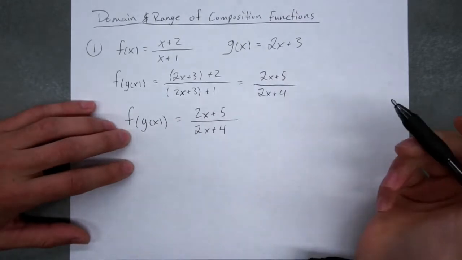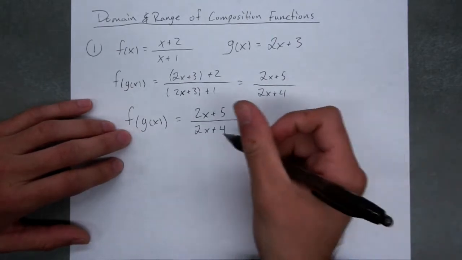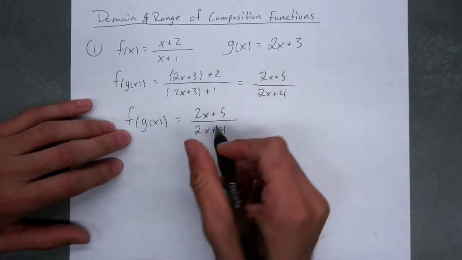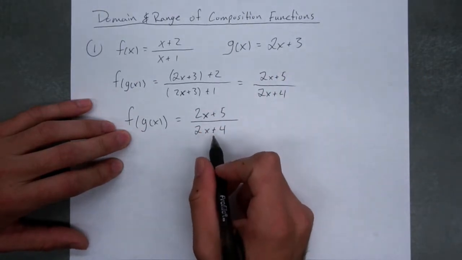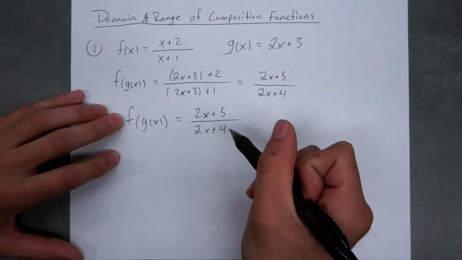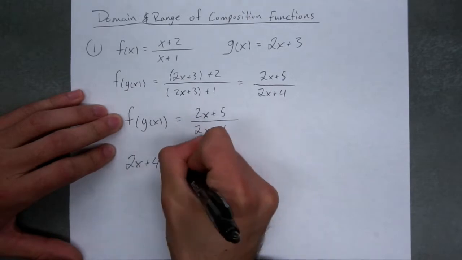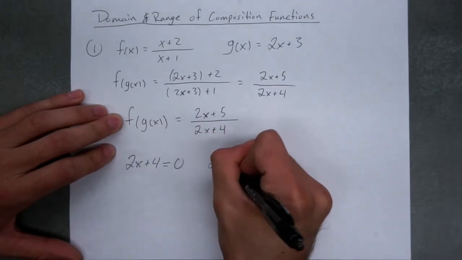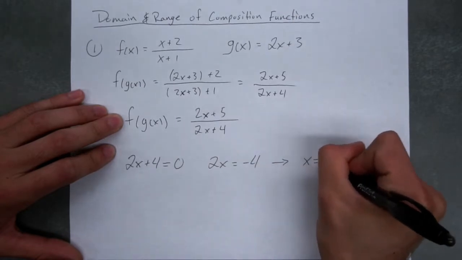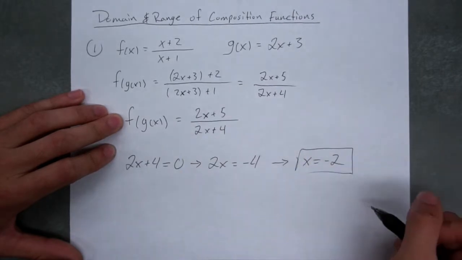Now we have to find the domain of this function. So we notice that we have this rational function, and we know that we cannot have a 0 in the denominator. So we have to find out the x value where we have 0 in the denominator. So we set the denominator equal to 0 and solve for x. 2x is equal to negative 4, and x is equal to negative 2. So when x is equal to negative 2, we have 0 in the denominator.